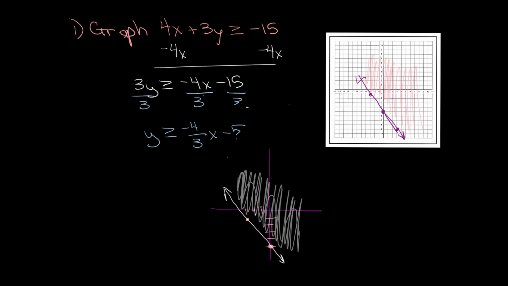Now, as you can see, I was able to draw on top of my graph over here. So this is what it's going to look like in the end. Right here, so again, I went down to negative 5, and then I can go down 4 over 3 to give me this point right here. And then I shade above.